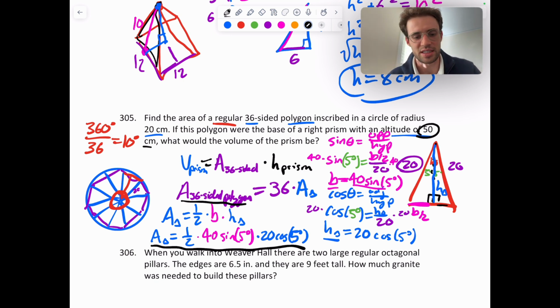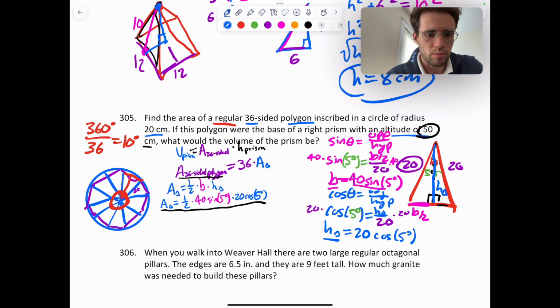The entire 36-sided figure. And then you have to multiply that by the height of the prism, which is 50 centimeters. So I'm going to make some space for myself to do this math here. I'm going to go straight to the volume of the prism. Volume of the prism is equal to the area of the 36-sided figure. Now we know that area of the 36-sided figure is 36 times the area of the triangle, right?